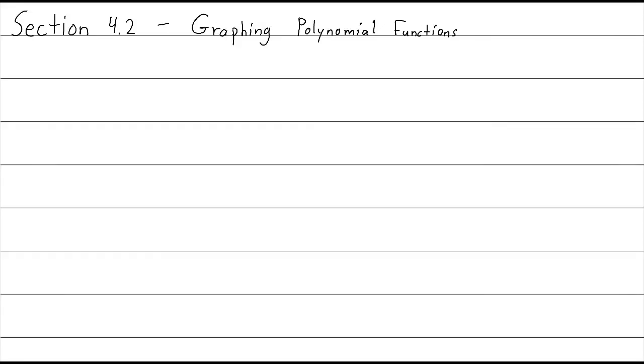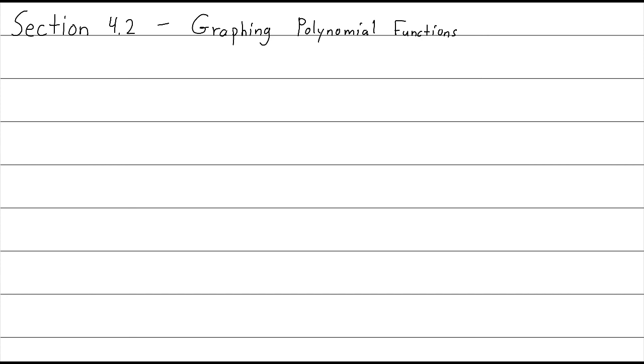Okay, this is part 2 of section 4.2, graphing polynomial functions. In the first section we talked about the maximum number of real zeros, maximum number of x-intercepts, and turning points that you could expect. And we used that to sketch the graph of these polynomial functions.